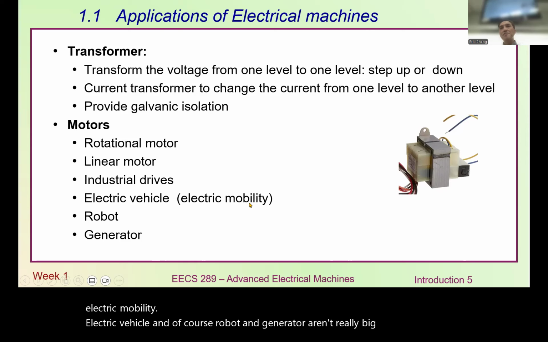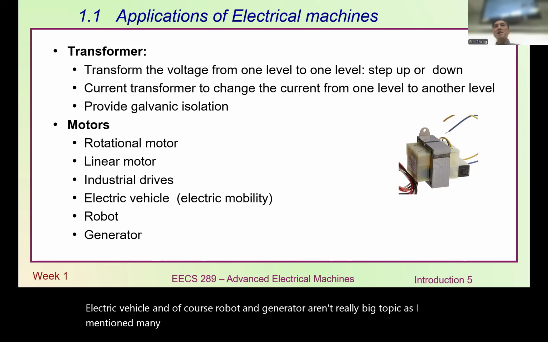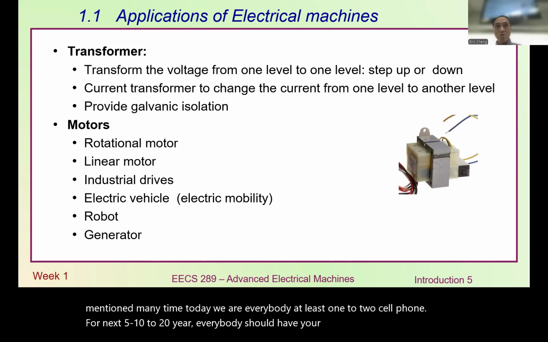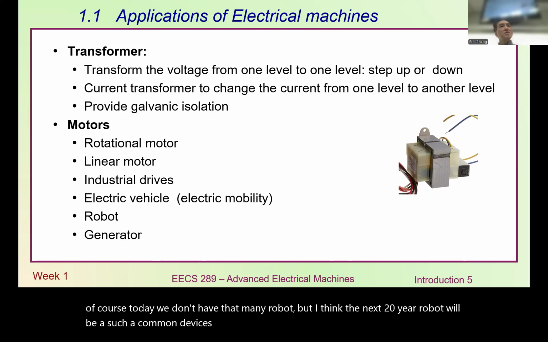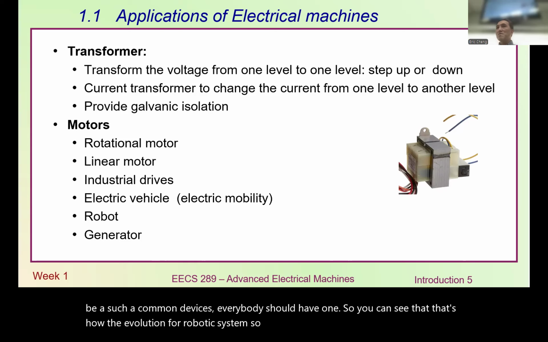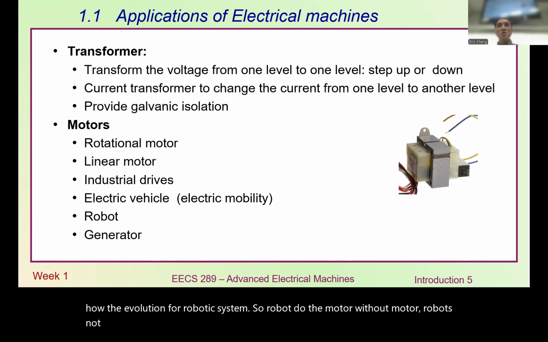As I mentioned many times, today everybody has at least 1 to 2 cell phones. For the next 5, 10 to 20 years, everybody should have their own robot to work with them. Of course, today we don't have that many robots, but I think in the next 20 years, robots will be such common devices. Everybody should have one. So you can see that's the evolution of robotic systems. So a robot does need a motor. Without a motor, a robot is not working at all.